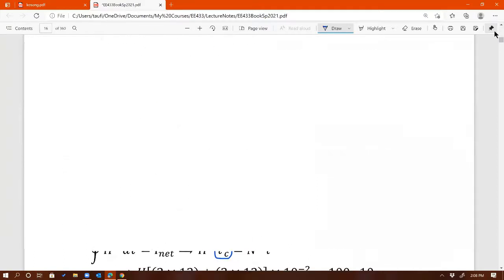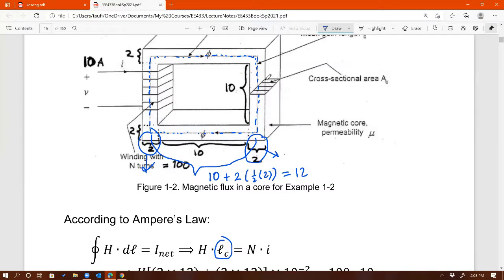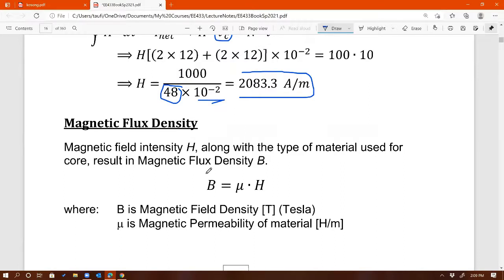If you go back to this, for example, there's the cross-sectional area of the core. Flux density refers to how much flux is contained within this area. That's what B is. Of course, that's going to be related to field intensity. The stronger the field, for the same amount of area, the bigger the flux density. So the two are related.